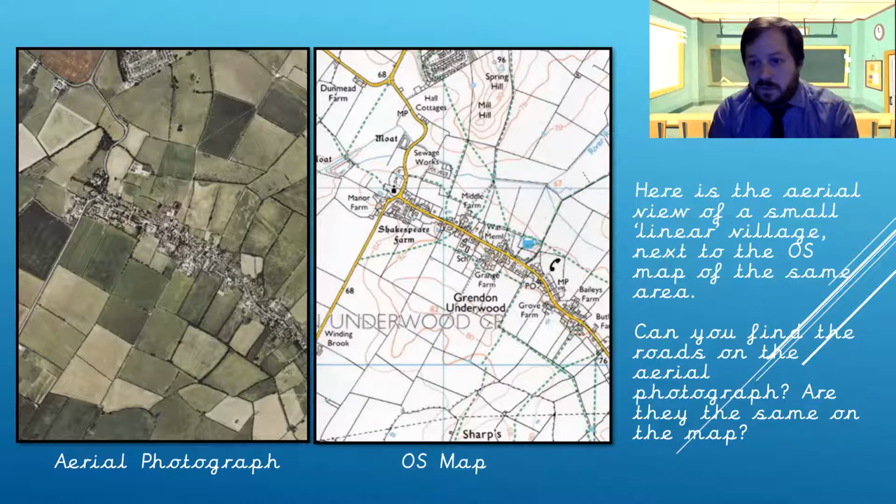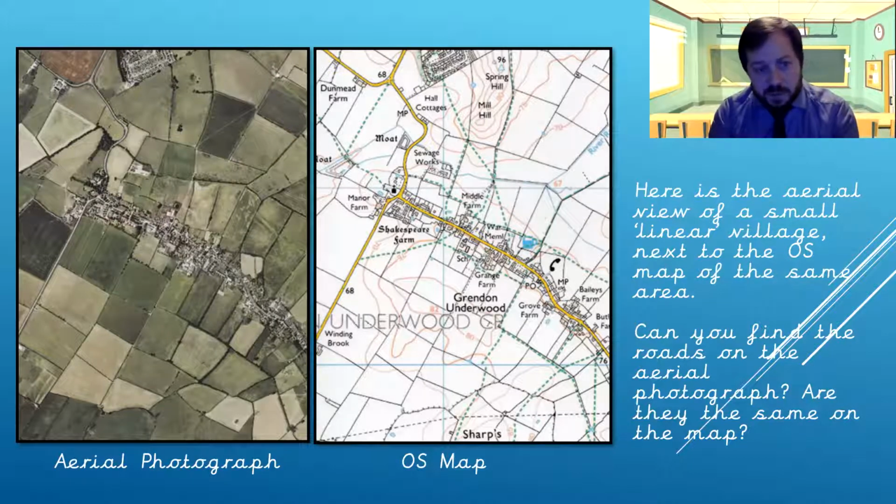This is called a linear village. What a linear village means is that most of the buildings are built along one stretch of road. So when you're travelling on a road, you pass through the entirety of the village just along one road, and there's not very many roads that come off of it. So you can see the map and the aerial photo of those.